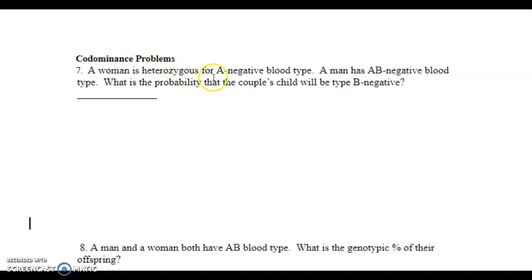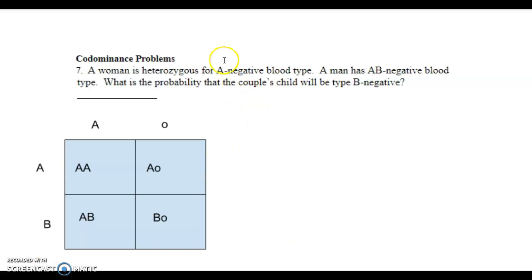Number 7 says a woman is heterozygous A negative blood, and a man is AB negative. What is the probability that the child will be B negative? Well, they're all negative, so we're not going to worry about the negative, but we'll do a Punnett square for the AB types. Okay. And this is what our Punnett square would look like. Heterozygous for A would have to be heterozygous, you would have the dominant and the recessive, so the A is dominant, O is recessive, so to be heterozygous type A, that would be AO. And then AB, of course, is A and B.